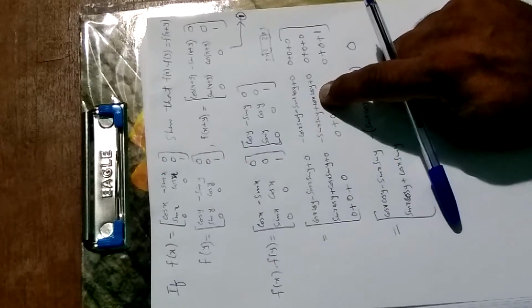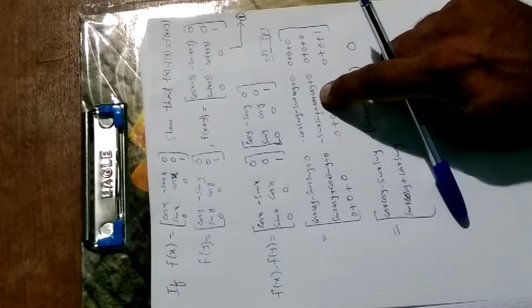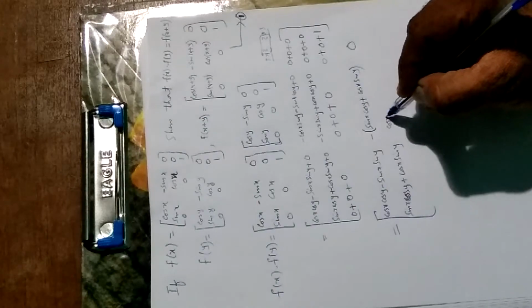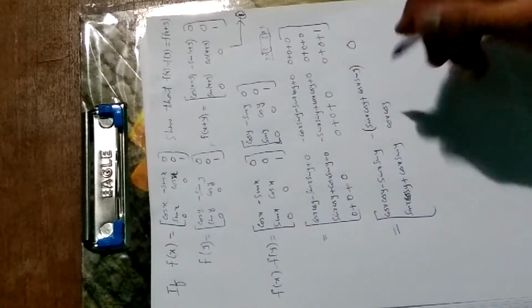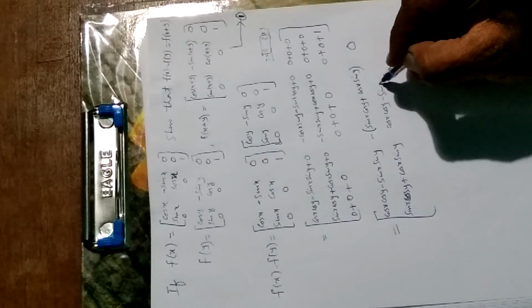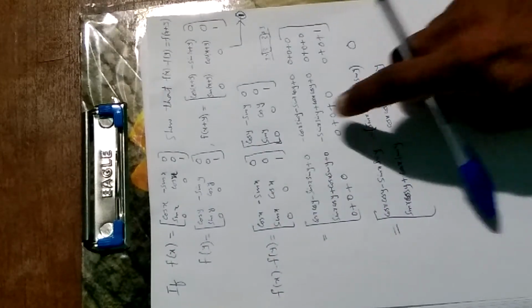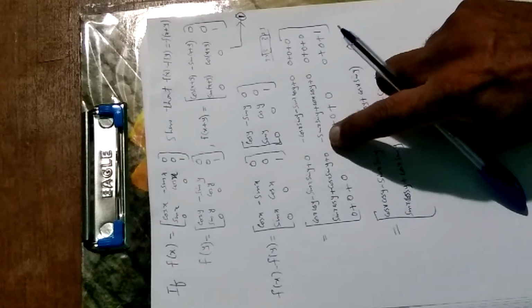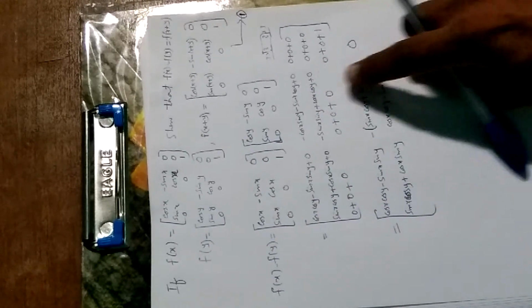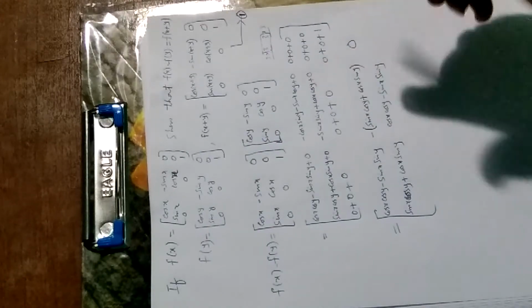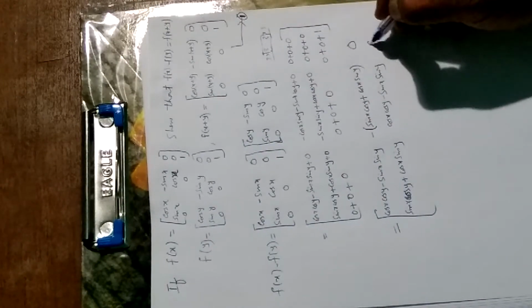Here we will write this term first, cos x cos y, positive term first, then this negative term minus sin x sin y, cos x cos y, this minus sin x sin y. I'm writing this term first, this term second. That makes no difference, right? Plus 0 you can leave. 0 plus 0 plus 0 is 0.